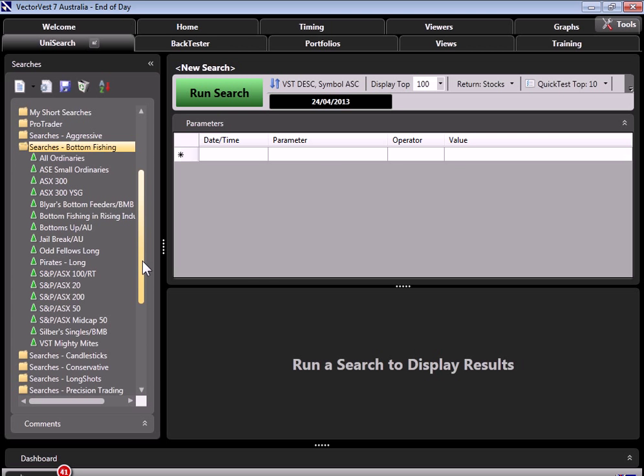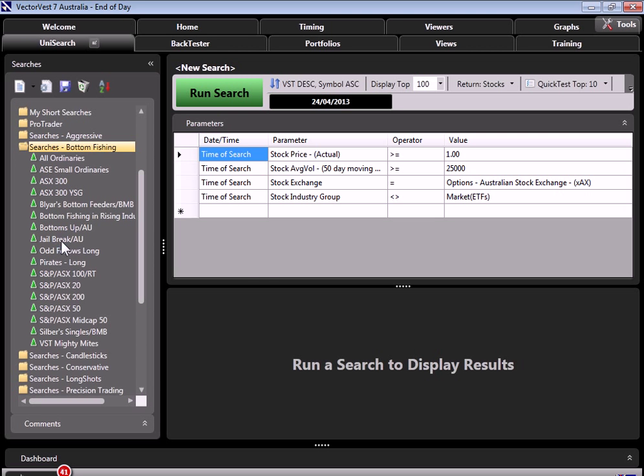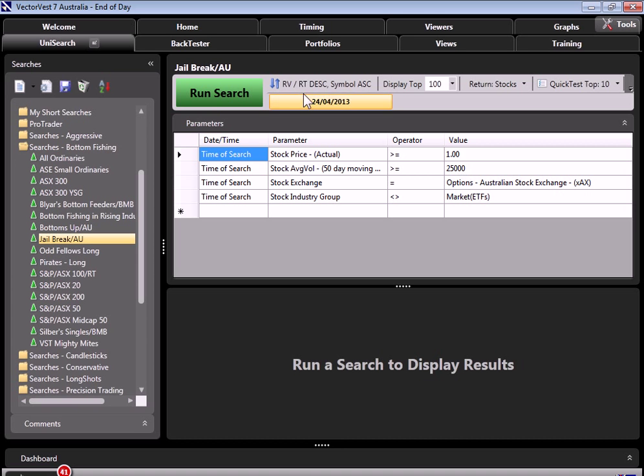But I'm going to look at a few of our favorites. Jailbreak/AU. It's looking for stocks greater than a dollar, average volume greater than 250,000 shares. The key though to this search is the sort. Relative value divided by relative timing. It's looking for stocks that have good upside potential, but have been beaten down in price with the overall market.